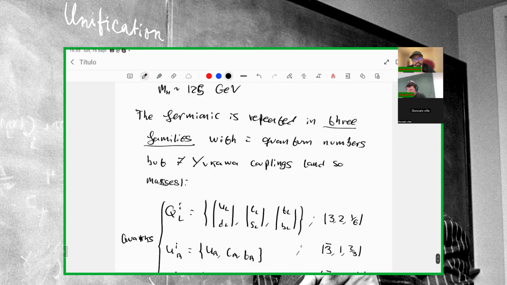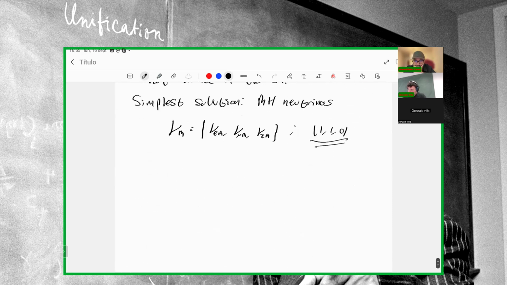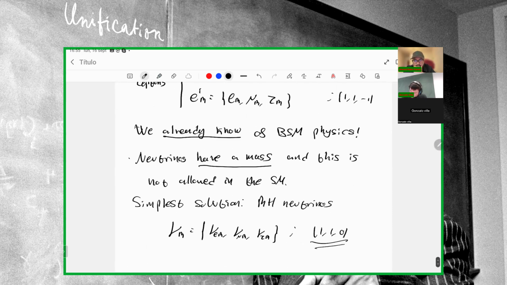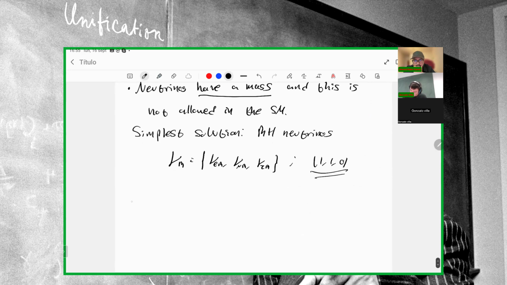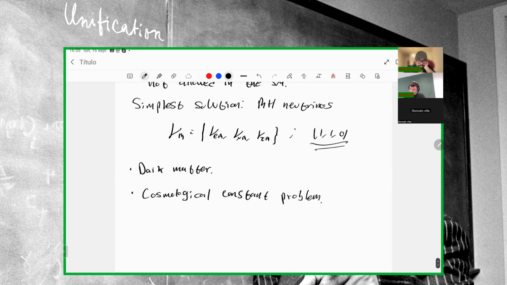But there is more. There is dark matter, which cannot be explained in the standard model. There is a cosmological constant problem. The standard model predicts a much larger cosmological constant. And there is, of course, gravity.